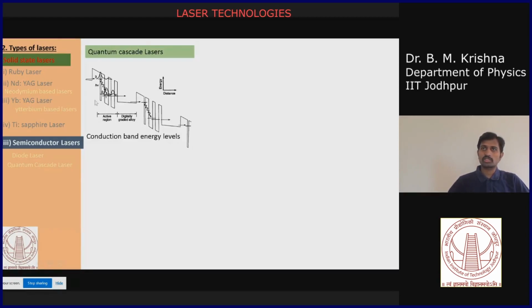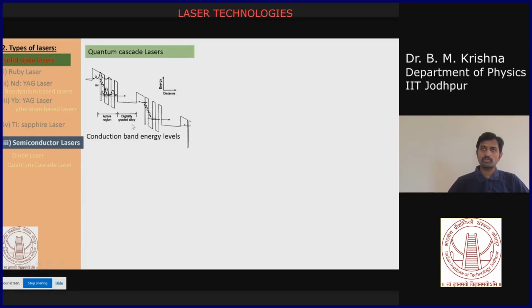So these are actually the design structures of your semiconducting material. Now whatever I am showing here is all the conduction band energy levels. You are engineering your bands.